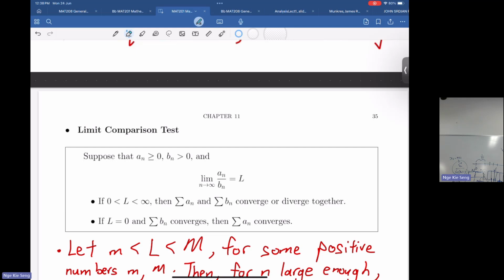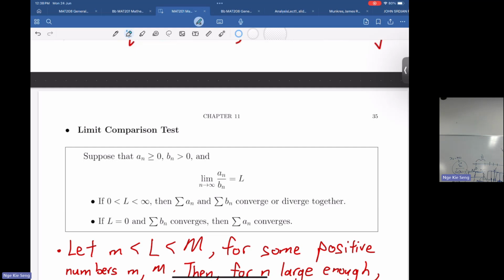But you could get the case where L is infinity, which could diverge. If it diverges, then there is nothing to say. This statement says nothing about those cases. We only talk about when this L is finite.